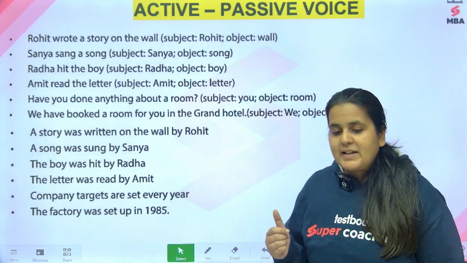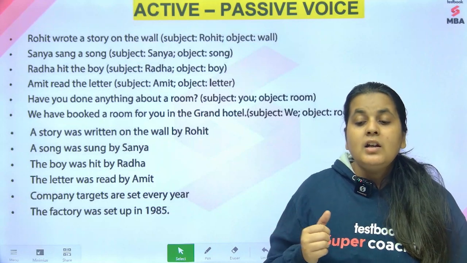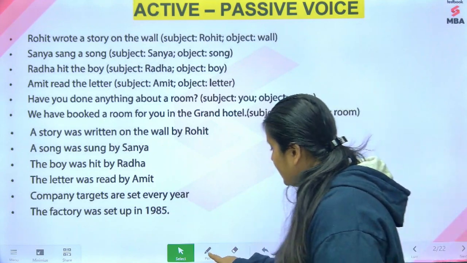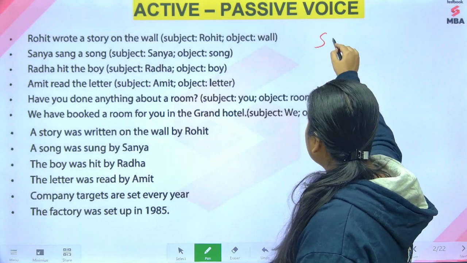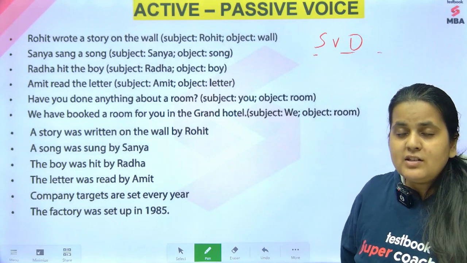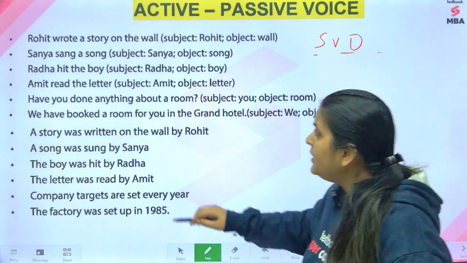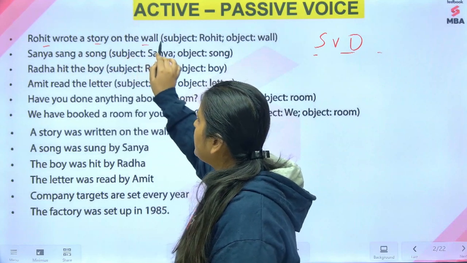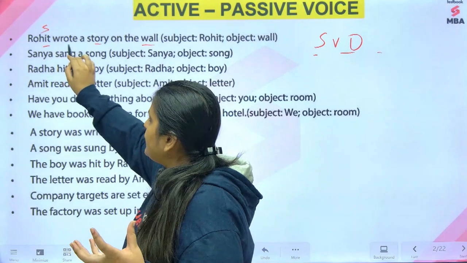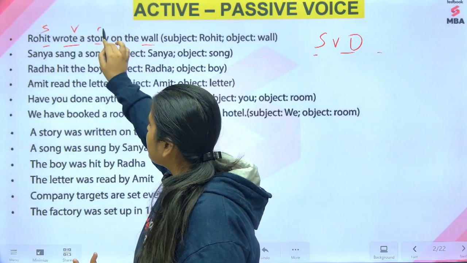Okay, so let's come to active passive voice. Active passive voice basically deals with the concept of subject, verb and object. Active voice basically means it follows the standard written order of subject, verb and then object. First the subject or the performer of the action, then the verb or the action, and then the object. For example, Rohit wrote a story on the wall. So who's the subject here? The subject over here is Rohit. Action or the verb over here is wrote. And what did he write? He wrote a story.